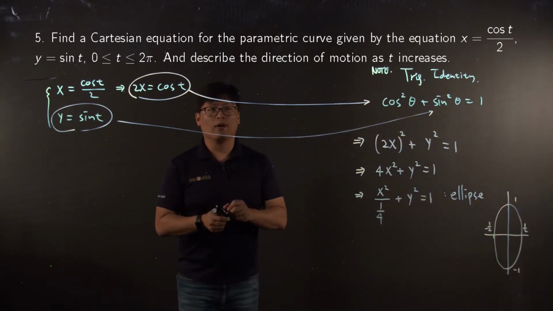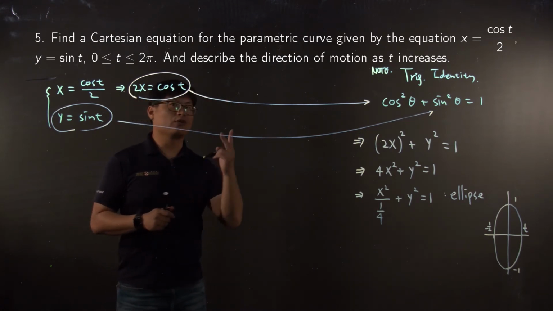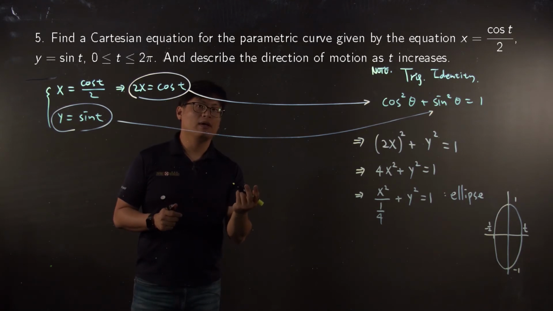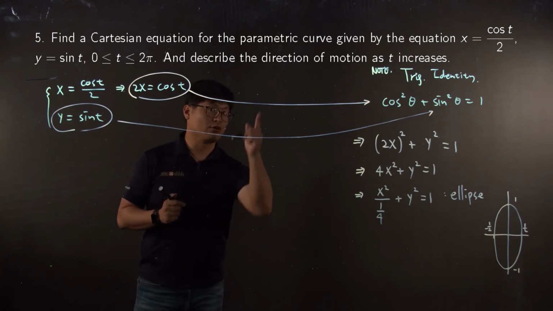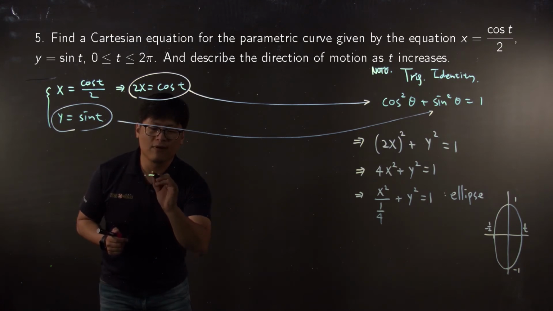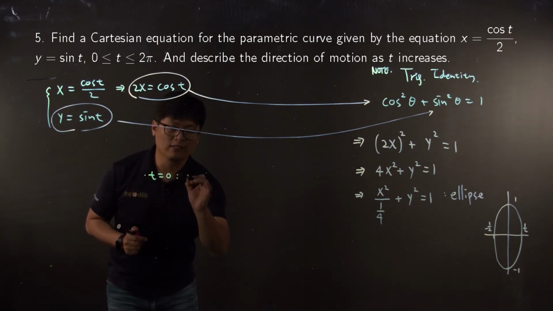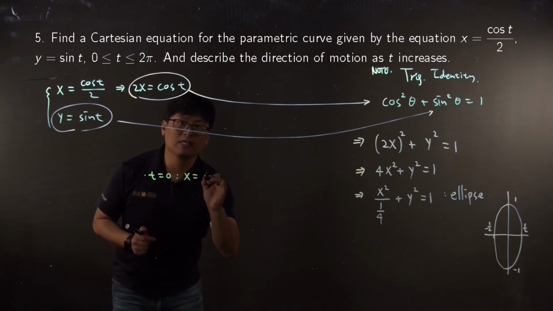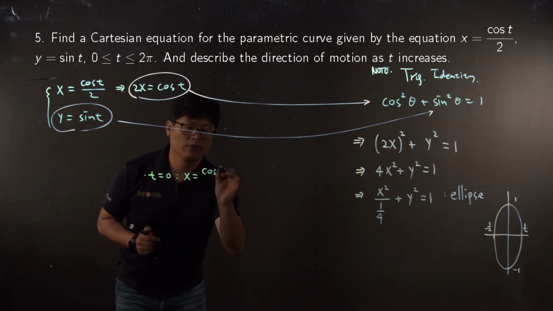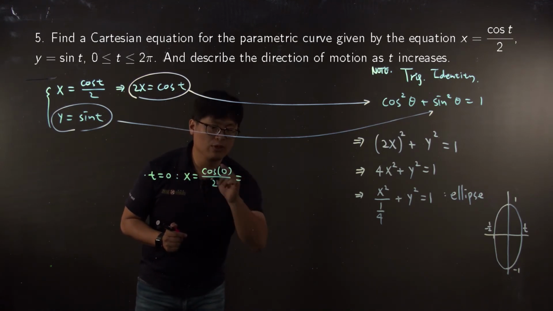But now let's talk a little bit more about this. We can talk about the direction of motion. You have to choose two different t values, and we're going to say t is increasing, as mentioned in the problem. First of all, let's start from when t equals 0 because it's easy. So where is your x component? Since x equals cosine t over 2, it's cosine 0 over 2. Since we know cosine 0 is 1, it is 1/2, right?